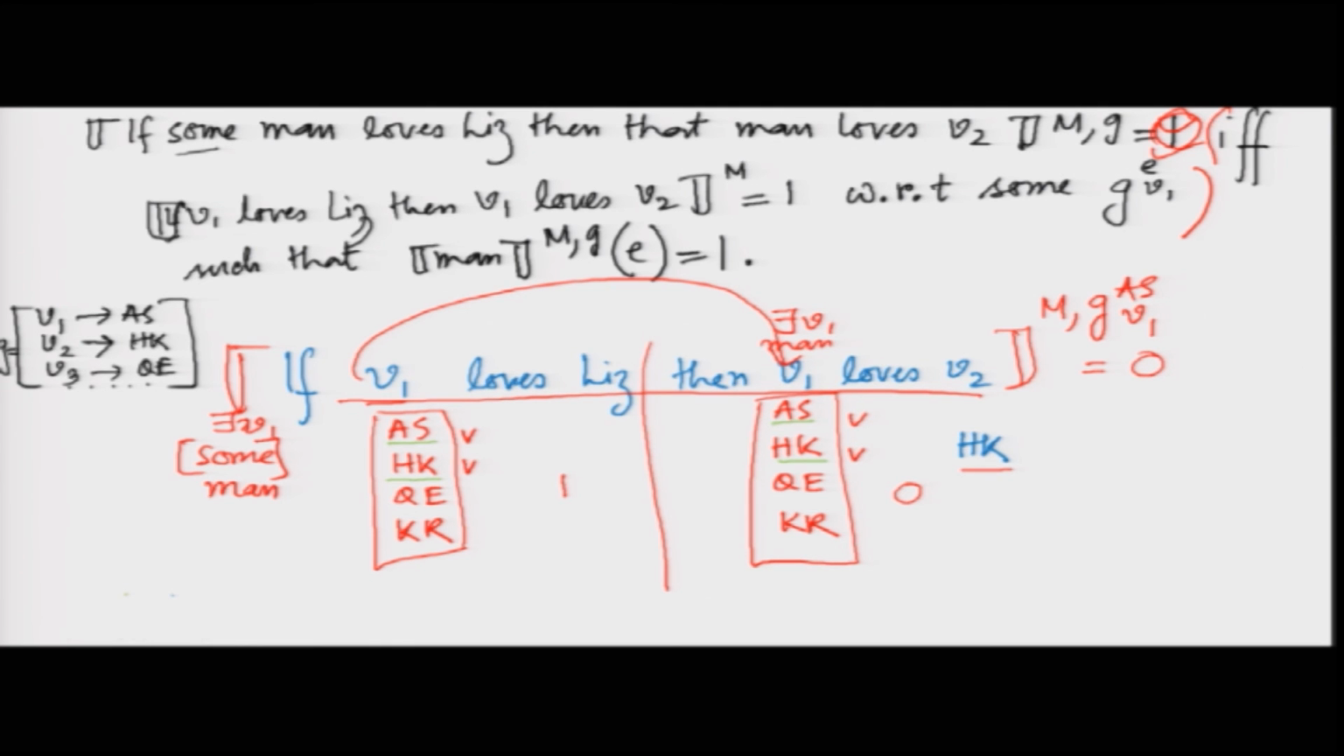So we are trying to see the truth value of this sentence, right? That is, if some man loves Liz, then that man loves V2. Whether this is a sentence or not, this is still a formula. If G is there, then it's a sentence because V2 will collect some reference from it. But anyways, we can see that when it is AS, it is 0.